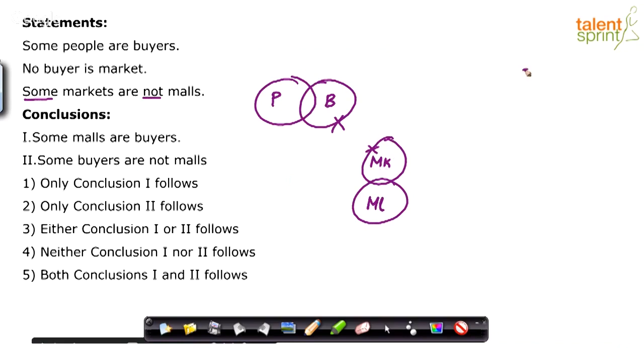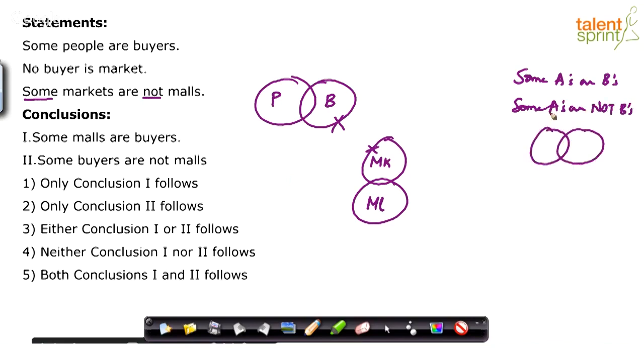Remember, for some A's are B's and some A's are not B's, in both the cases the basic diagram is drawn in the same way, right? This is A and this is B. The difference is, for the first one we refer to this shaded region. Some A's are B's. You getting it? And for the second one, some A's are not B's, we refer to this region. You have to understand.